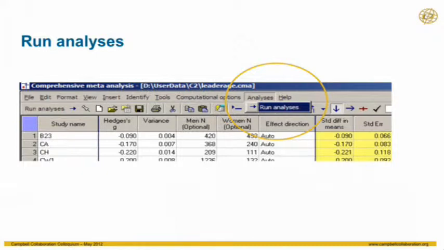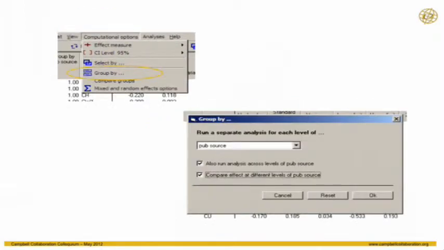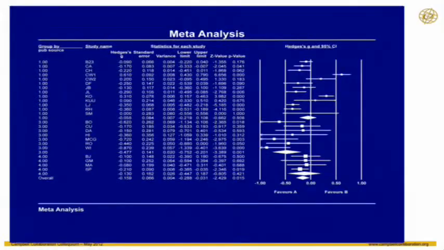So mixed and random effects options assume a common variance component. That's really the main step that we're interested in here. Group by, and here's some Comprehensive Meta-Analysis output. So here's a kind of stacked forest plot, very similar to what we saw in RevMan, and we have mean effects for each of our subgroups. Here are our journals. Those were coded as one here. So that's the mean for the journals, and its confidence interval. This vertical line here is zero. So we still see no evidence of gender differences on transformational leadership among the journal articles.